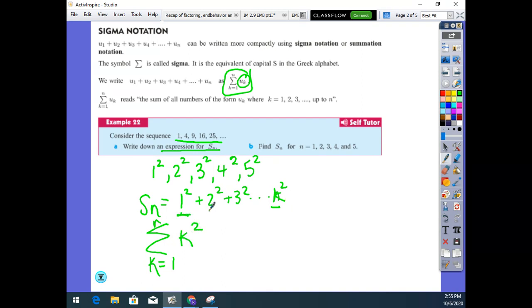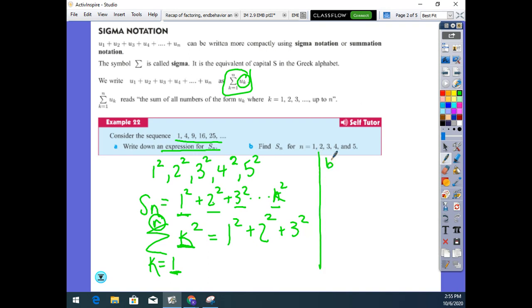So you want to see what is changing each time. That's your K value. Notice if I plug 1 in, this would be 1 squared. Then I go to 2. I go up by whole numbers. So this is my starting point, and I go till I get to the top. Okay? This part, writing the sigma notation, I think is tricky. Actually, evaluating it's not terrible.